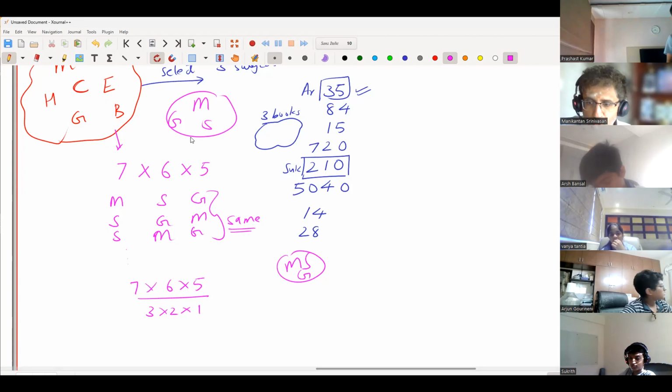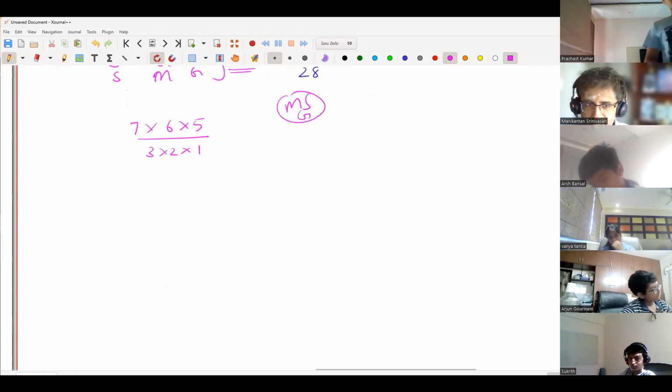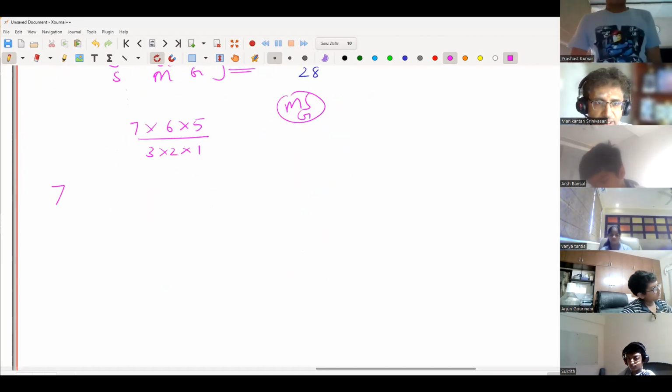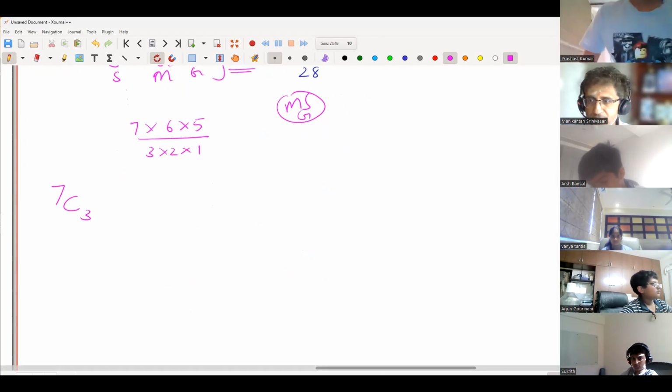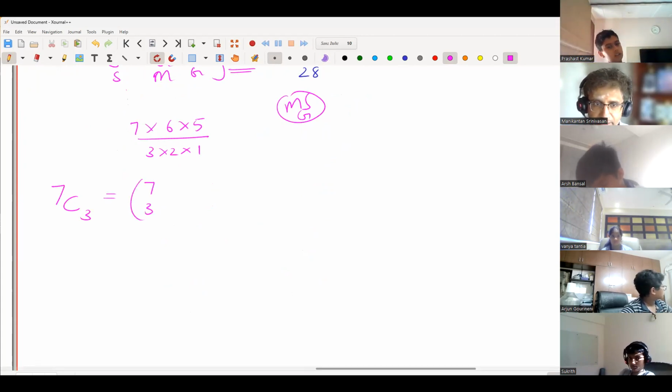Okay. So how do you structure this? This is what Arjun is calling 7 choose 3. In notation, sometimes people write it like this: 7, 3 within brackets.